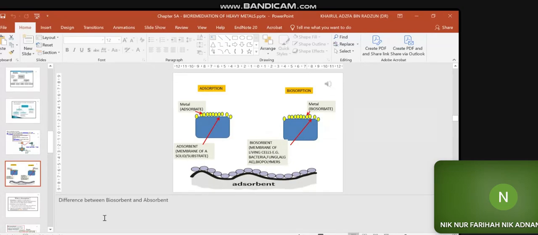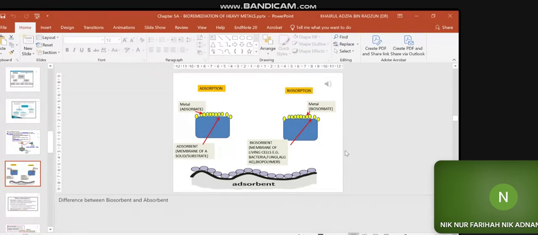And then for absorption, if you want to know the difference between absorption and bioabsorption: absorption does not involve a biological system, so it is physical and chemical. The metal can be called the adsorbate, while the absorbent will be in the form of a membrane or solid substrate. The metal attached to the membrane is called absorption.